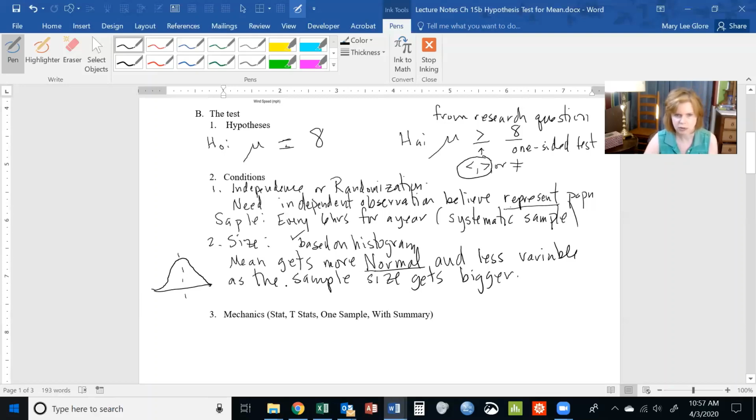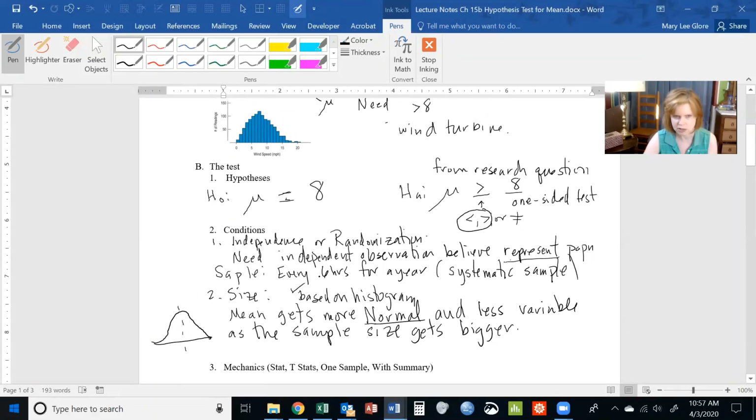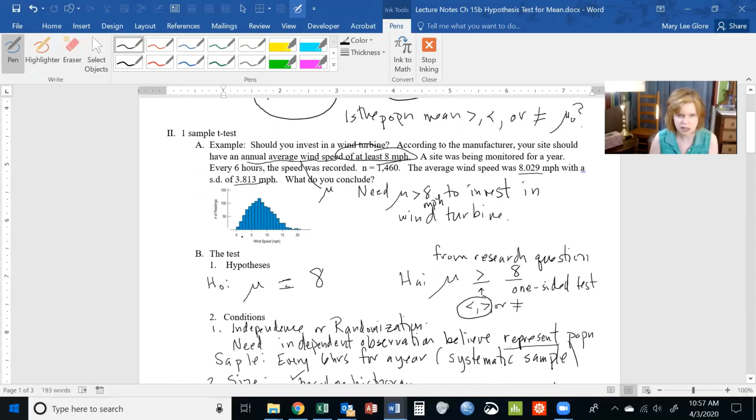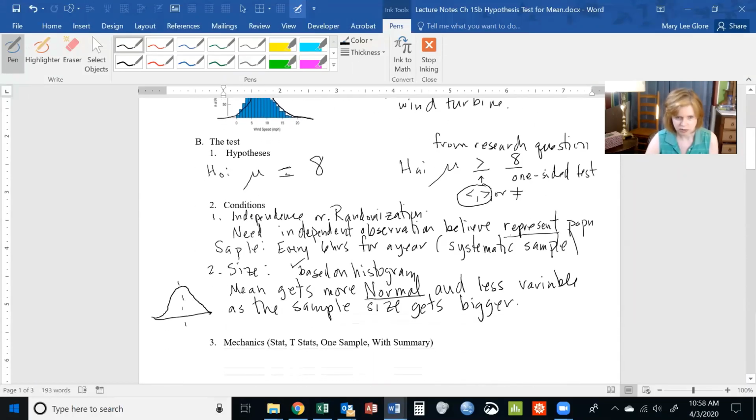So let's look. In order to know what the distribution of wind speed looks like, I just look at this histogram. This is my best guess at what the actual population distribution is. So this is a pretty smooth curve. It's not exactly normal because it's not flat, you know. Normal would be something like this. But it's close. So it's maybe slightly skewed right. So it's unimodal, slightly skewed right. But the sample size is huge. My sample size is 1,460.